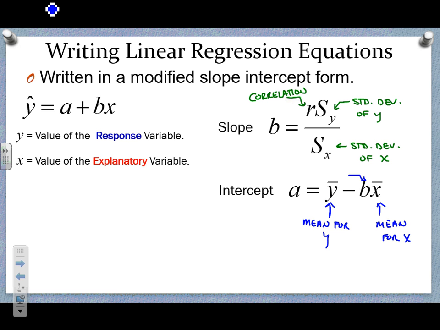So when you do the regression line and you're calculating by hand, slope has to be the first thing you calculate because we use it to find the y-intercept. Okay? And this formula here comes from a very important aspect of our regression line. Our regression line must always pass through what's called the mean point.